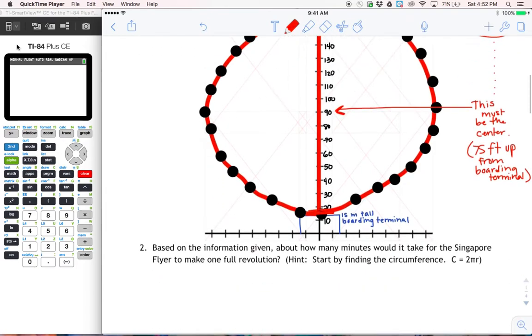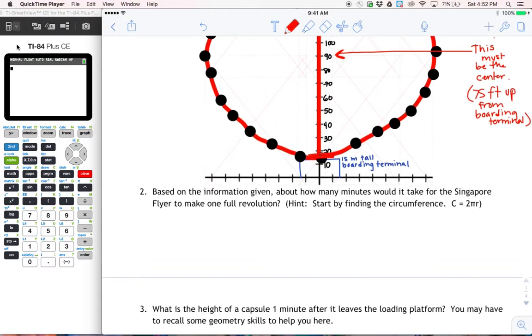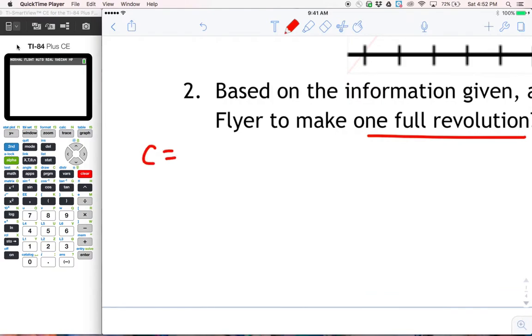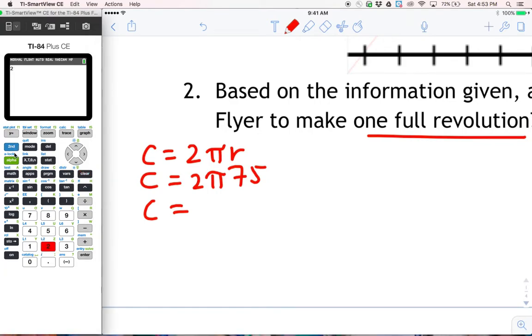Let's keep going. Based on the information given, how many minutes would it take for the Singapore Flyer to make one full revolution? Hint, start by finding the circumference. Let's just go ahead and do that. The circumference of this wheel is 2 pi r, and we know r is 75. I can just type this into my calculator. So 2 pi r looks like this, second caret key 75. So my circumference is 471.24.